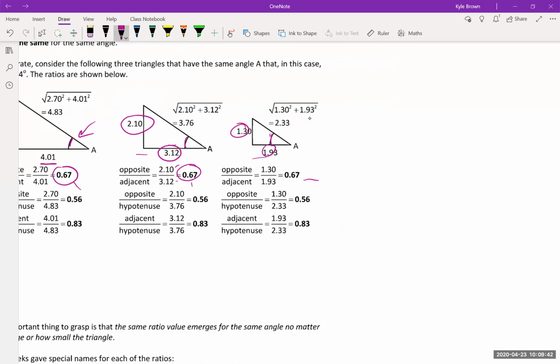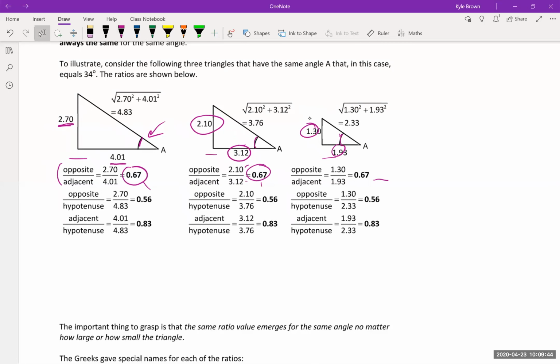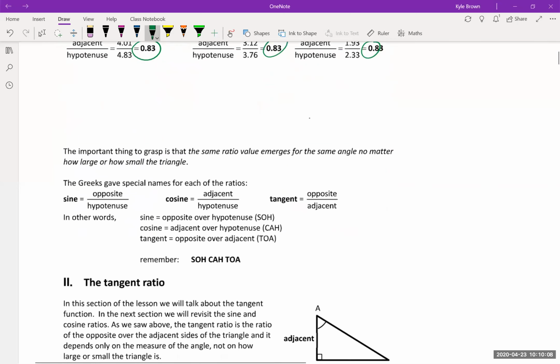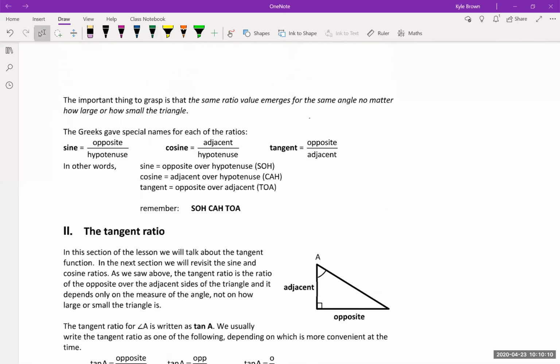So they were able to use that. That was opposite over adjacent. But something similar, opposite, so that side over the hypotenuse, so over that one, would give you that number. And it would also be true for the middle triangle and the smaller triangle. And then the same thing with adjacent over hypotenuse. This one divided by this one would give you the same number for all three as well. Okay, so they were able to start putting that to use. They gave these things special names.